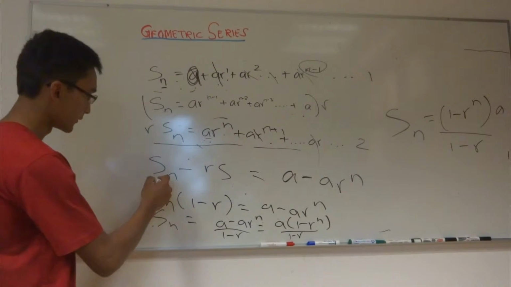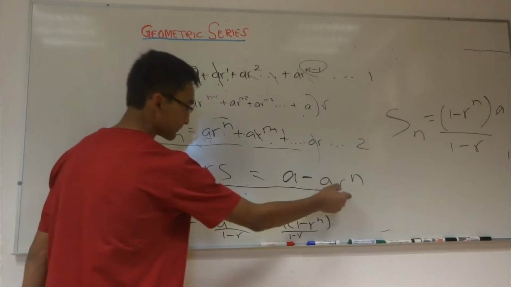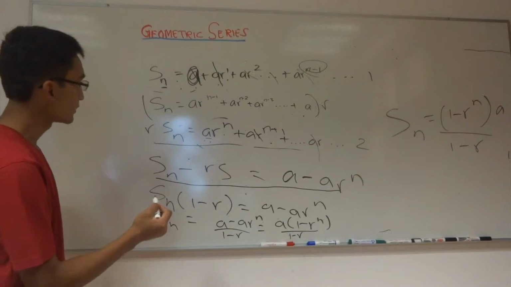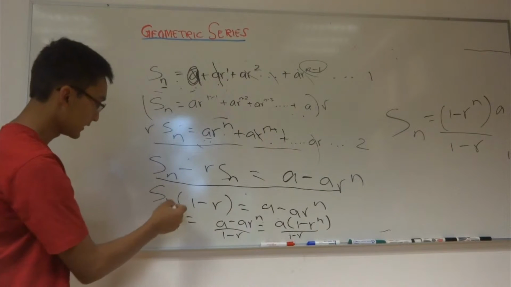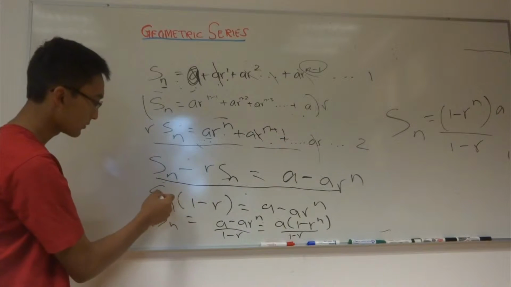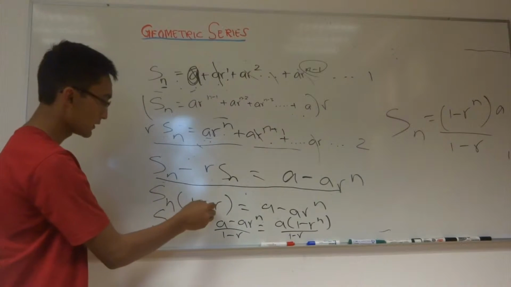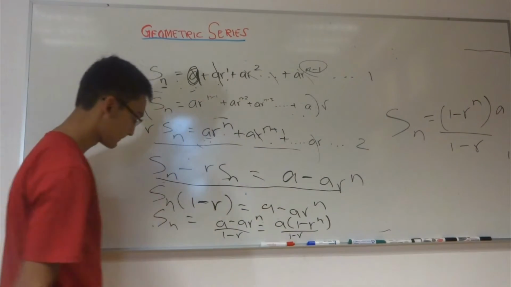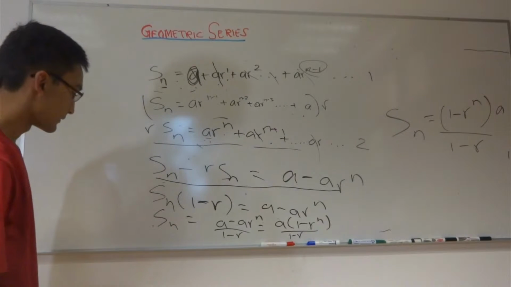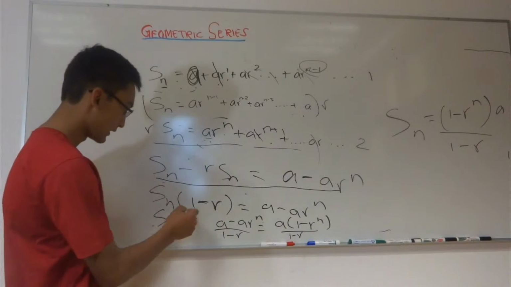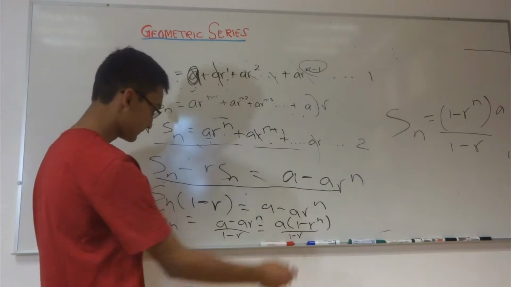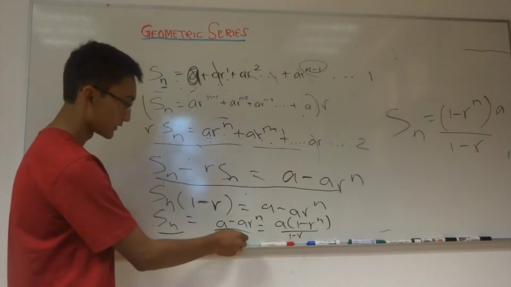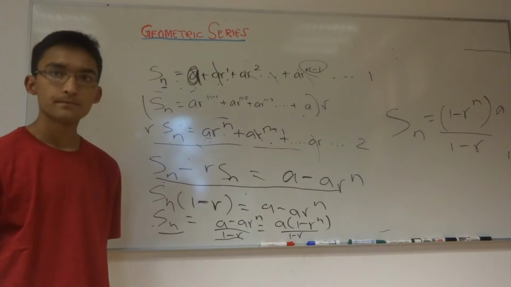Yesterday we left off at this point. Now to continue, what you can do is take S sub n as common, and you have 1 minus r left, and then you keep this the same. Afterwards, you take this to the other side, and you'll have S sub n is equal to this.